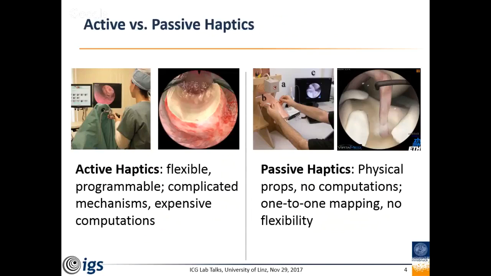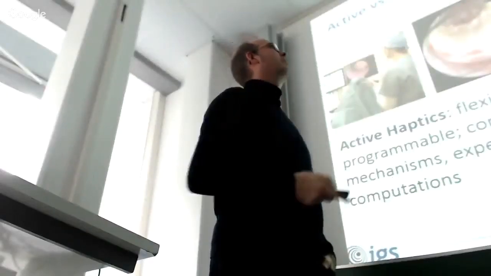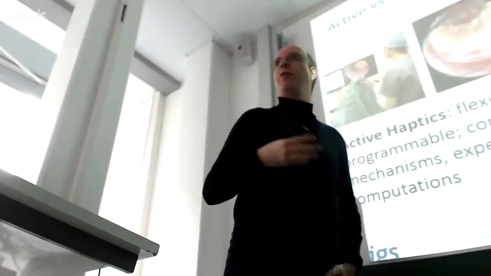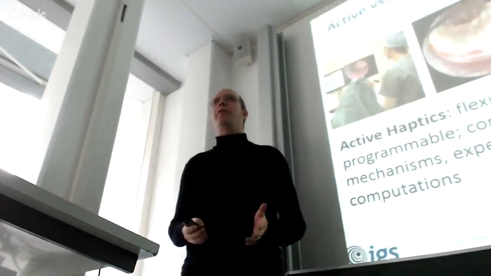Of course, the passive feedback in a sense is more stable. It's from a real object. We don't do any computations, but it's only one model. So we have a one-to-one mapping from the virtual environment to the real object. So there's no flexibility here. We can't show different cases.